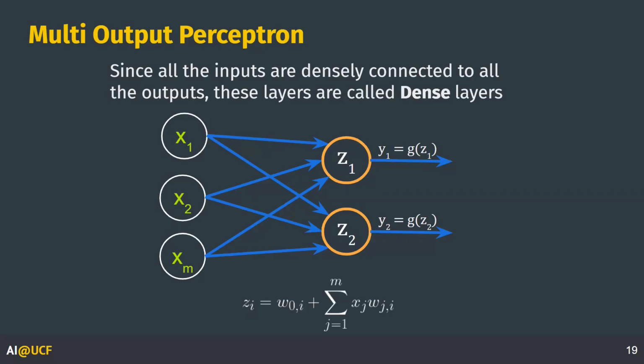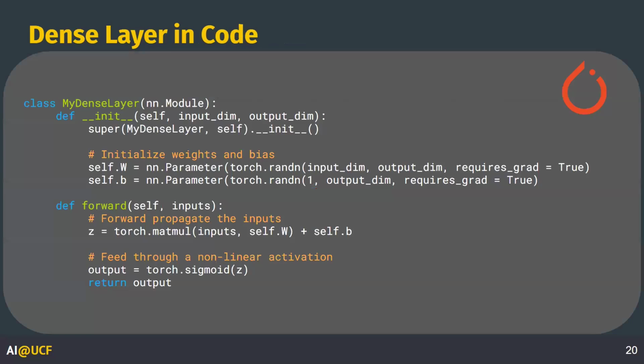Since all of these inputs are so densely connected, every input goes to every output node here, we call these dense layers because they're densely connected. Every possible combination here already exists in the network. So it's a very dense sort of system. Make sense? Okay, so this is how you would write a dense layer in PyTorch code.